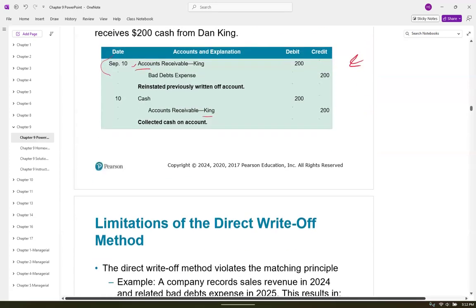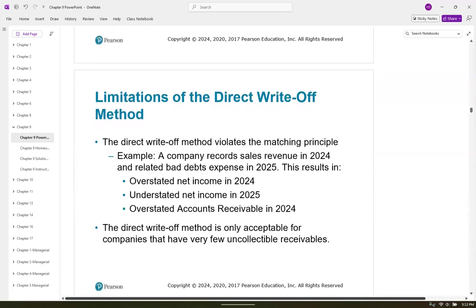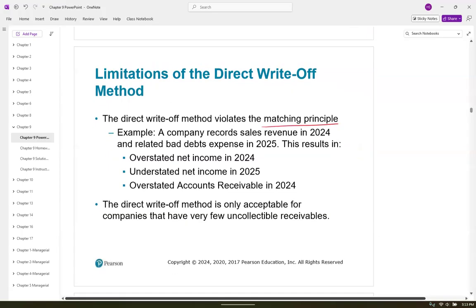So we do have some limitations of the direct write-off method. I showed you how it violates the matching principle, but it's okay. Some businesses are going to use this because it's not going to make a huge difference in their financial statements in the end.